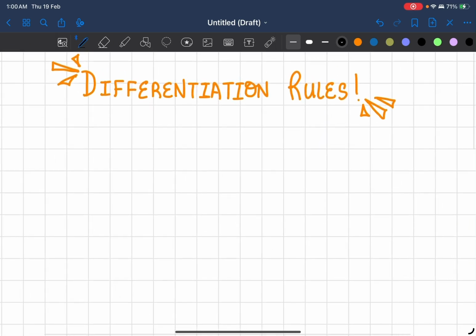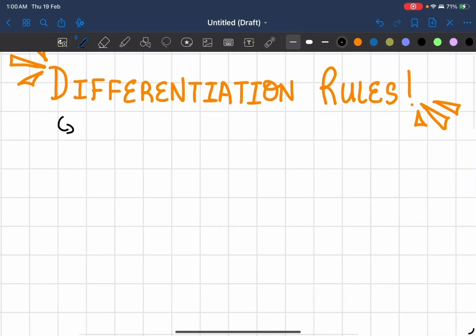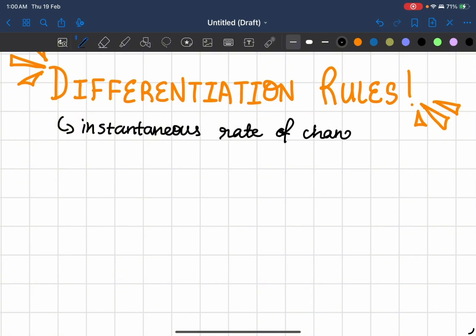So, first of all, what even is differentiation used for? Well, it is used to measure the instantaneous rate of change of one variable with respect to another. Okay? So this has many practical applications, like we can find velocity, we can find acceleration, etc.